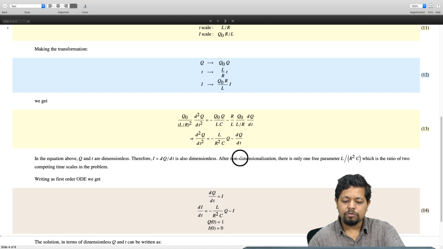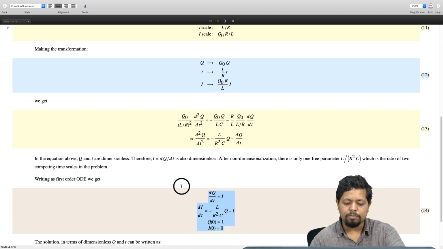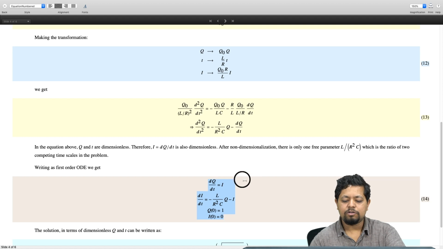Very good. Now we are going to play the same thing. We are going to reduce this equation to a set of first order ODEs. So we will define dq by dt, the derivative of dimensionless charge with respect to time, as dimensionless current, and dI by dt as minus L by R square C q minus I, where this dq by dt was replaced by I, and the initial conditions q naught of 0 is 1. Again, q is dimensionless, so q of 0 is 1 and I of 0 is 0. So now this is the math problem that is ready for me to be put on a computer.